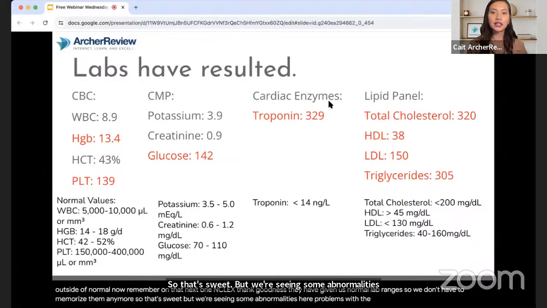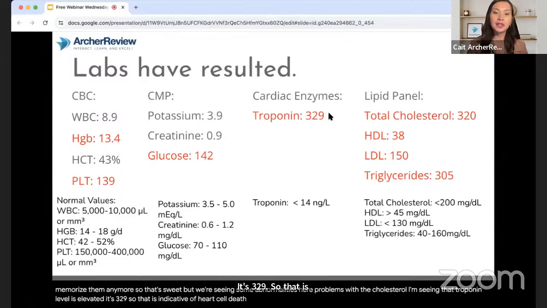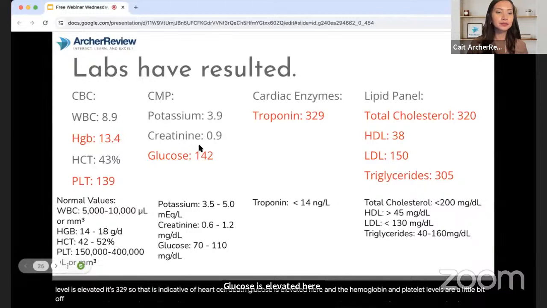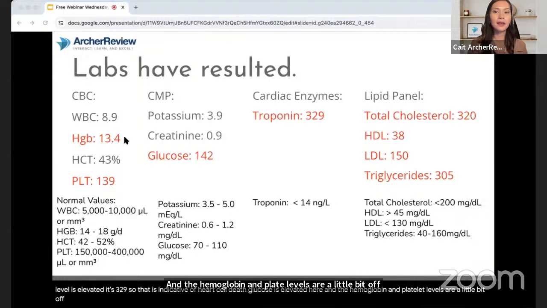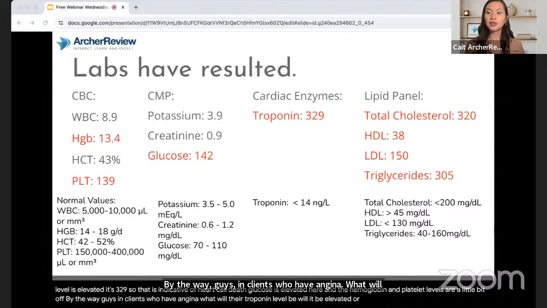Problems with the cholesterol I'm seeing. That troponin level is elevated. It's 329. So that is indicative of heart cell death. Glucose is elevated here, and the hemoglobin and platelet levels are a little bit off. By the way, guys, in clients who have angina, what will their troponin level be? Will it be elevated or will it be normal if the client had angina?